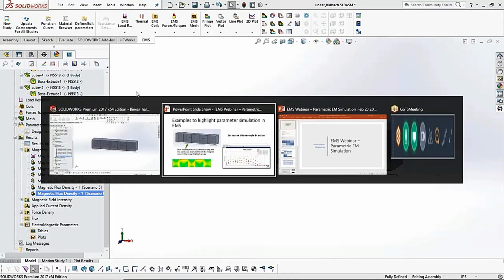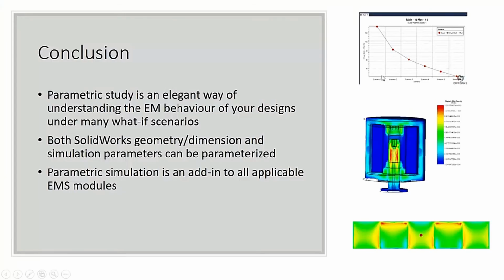So let us go back to our presentation at this stage and get to our conclusion slide. As a recap, parametric studies in EMS help you to study both geometry as well as simulation variables as parameters. We saw how any SolidWorks dimension, mate, etc. can be used as a parameter, and also we saw how any of the simulation variables, for example, we used current, can be used as a parameter. So this technique helps you to see how your electromagnetic behavior changes with different values of the parameter.